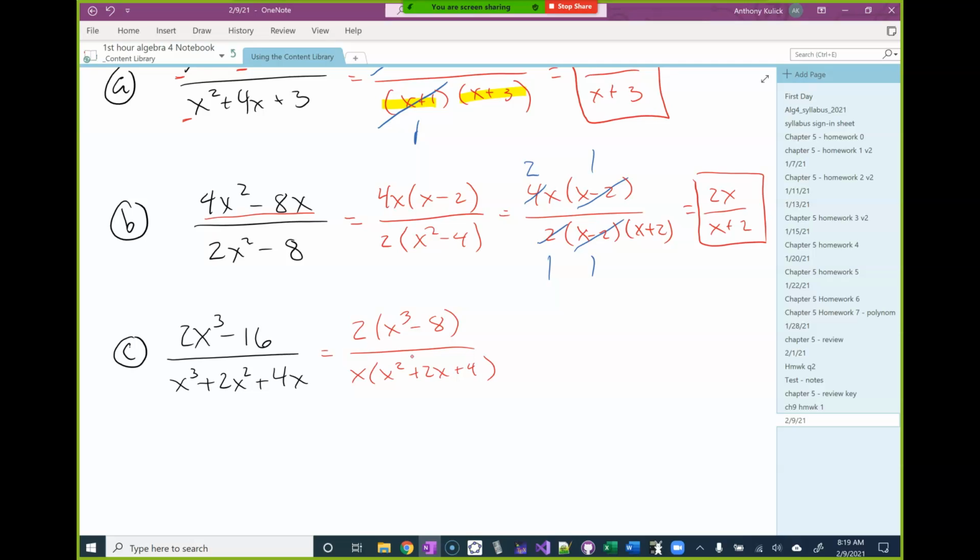All right. Let's look at now the pieces that are left over. X cubed minus 8. Can we factor that anymore? You better say yes. I think this happened on the test, right? This is a difference of 2 cubes. So remember the difference of 2 cubes factoring pattern. We'll write that down again.